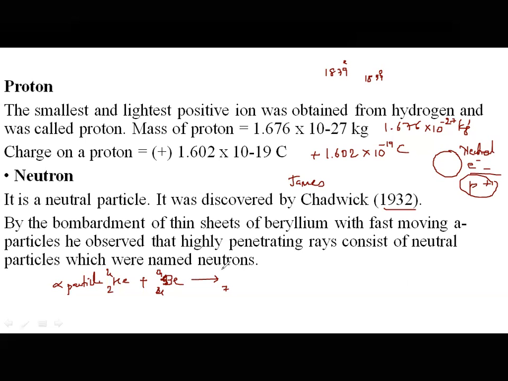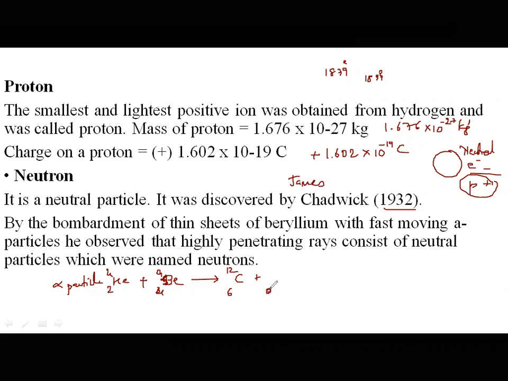Then here it was 14. What was that? It was a nitrogen atom. Plus, how much remained? 4 plus 2, it should be 6, sir. Okay, in the case of beryllium, when a fast moving alpha particle was bombarded with beryllium, he got this particle. So 2 plus 4 is how much? 6. This is balanced. So there was one more particle which was ejected.